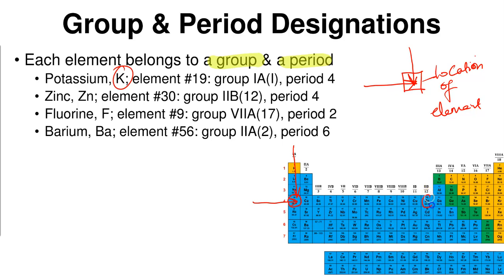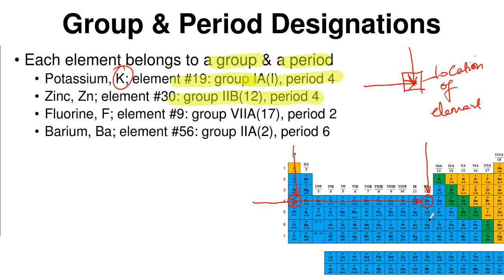Well, let's look at zinc. Zinc here, again, you can do the location. It's in period 4, but in group 2B. So you can always do this as well for zinc. Of course, zinc is number 30 in the periodic table.